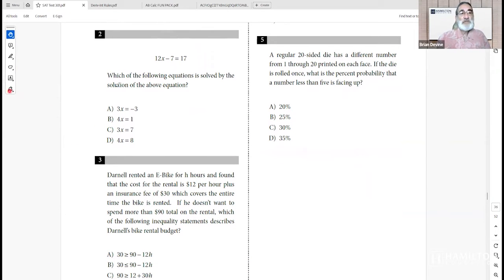Problem 2. On problem 2, we have that 12x minus 7 equals 17. So which of the following equations is solved by the solution for the equation above? Well, adding 7 to both sides tells us that 12x must be 24. So x would have to equal 2. If I put 2 in for x here, that doesn't work. If I put 2 in for x here, that doesn't work, but 4 times 2 is 8. So the answer is D.